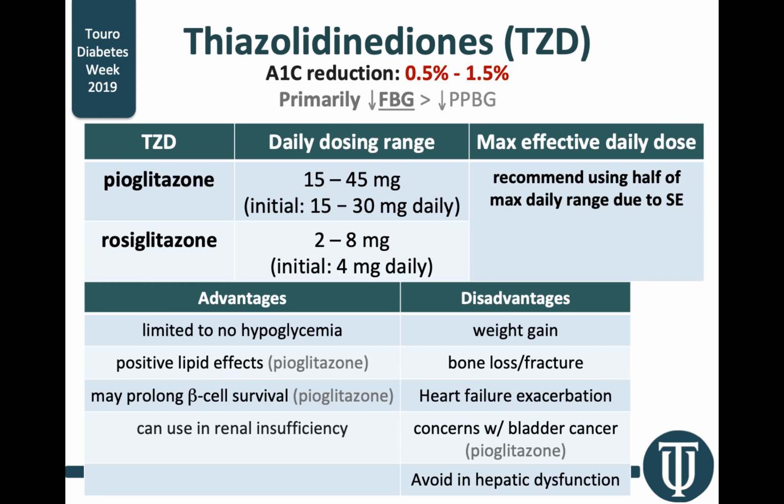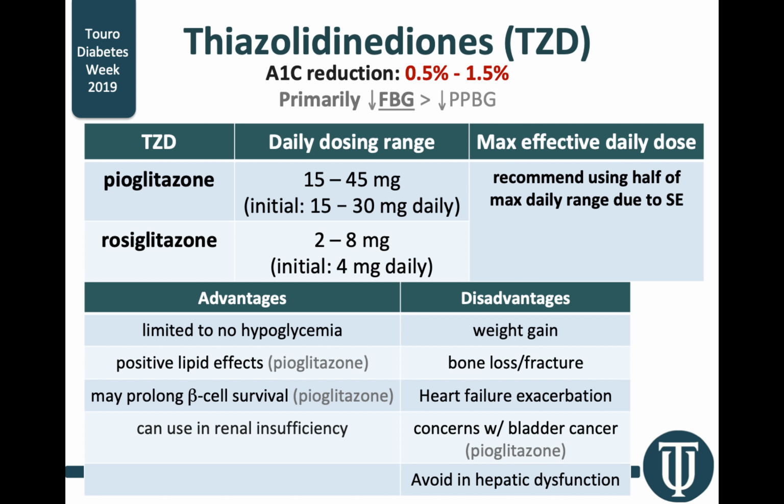In terms of A1C reduction, you might see as high as a 1.5% reduction, and this is similar to metformin. Primarily, TZDs would reduce fasting blood glucose. They might also impact postprandial glucose, but not as much as they impact the fasting blood glucose.